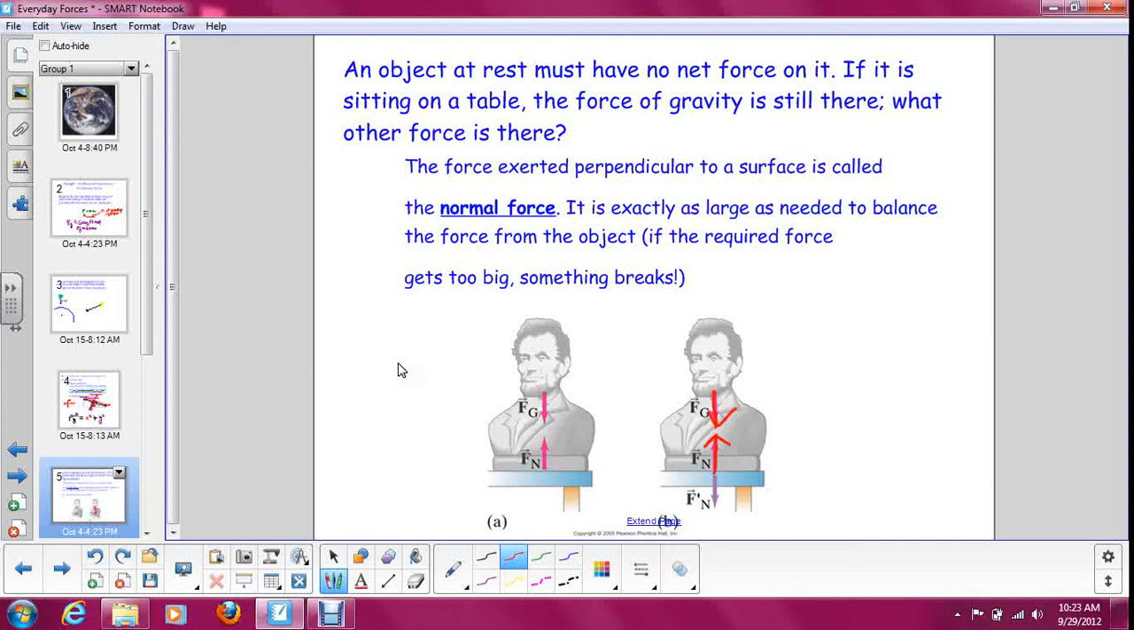So when I put a marble on a table, the normal force is pretty small because the amount of force acting on the mass of that marble isn't very big. But if I put an elephant on the table, the normal force has to be much, much larger to counteract the force of gravity pulling that elephant down toward the center of the earth. And if the force gets too big, then something breaks. That's when we have, like, a little picnic table and we put an 18-wheeler truck on it. The mass of that truck is much too large for the table to produce the same normal force pushing back up, so it breaks.